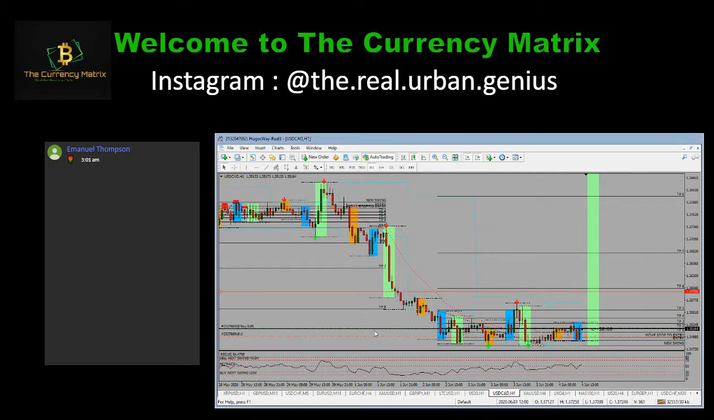So our 50 pips can be taken right off of the market here. Now notice this is 50 pips right there. That's 50 pips right there.